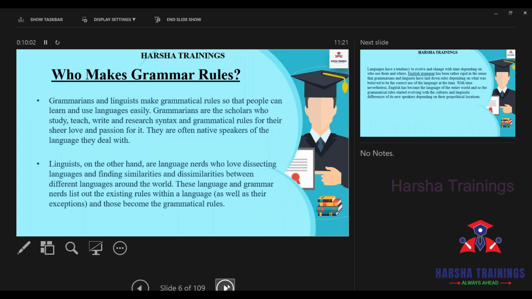Okay, now, who makes these rules? Have you ever thought, who makes grammar rules? Previously we used to pronounce a word in a different way, but now the pronunciation has changed completely. Who has made that change? Who changed it? Who approves it? Any idea? No? So who makes grammar rules? There are people called grammarians or linguists, right? They make the rules so that language learning becomes easier for everybody.